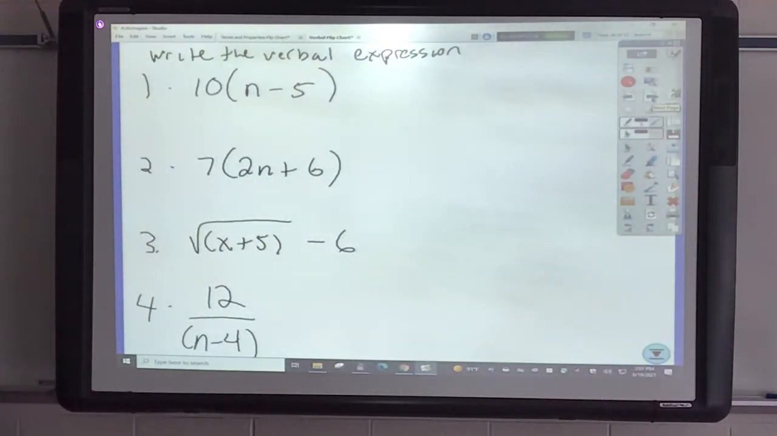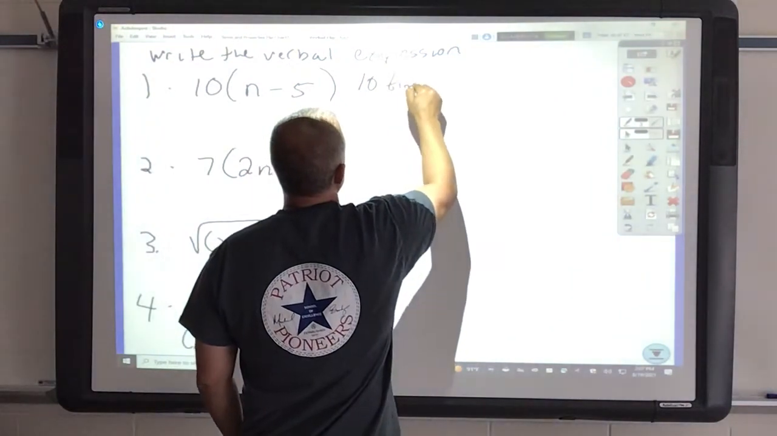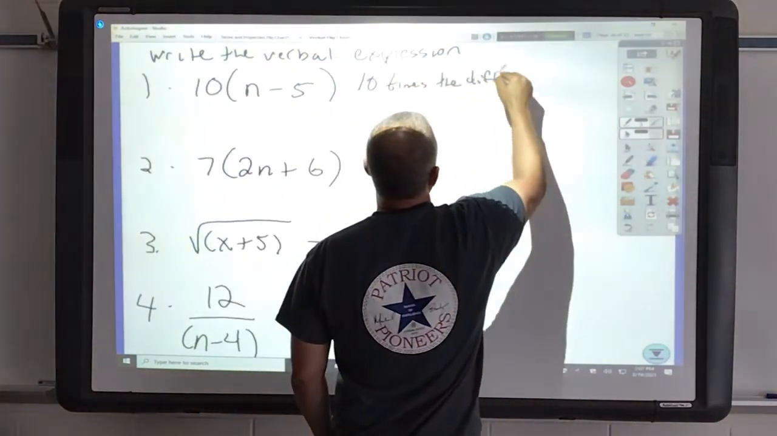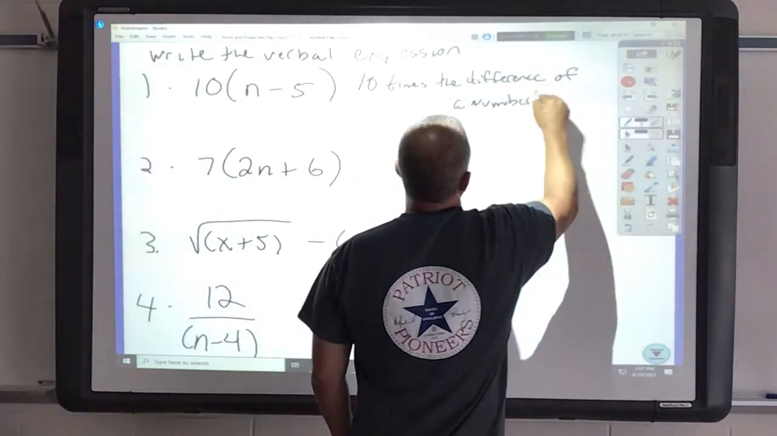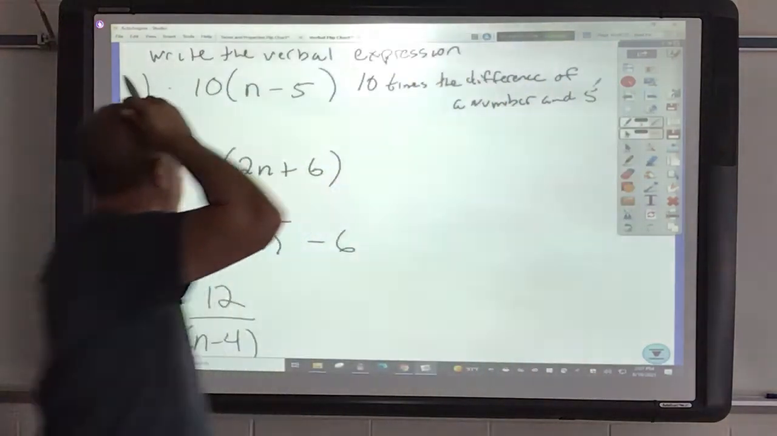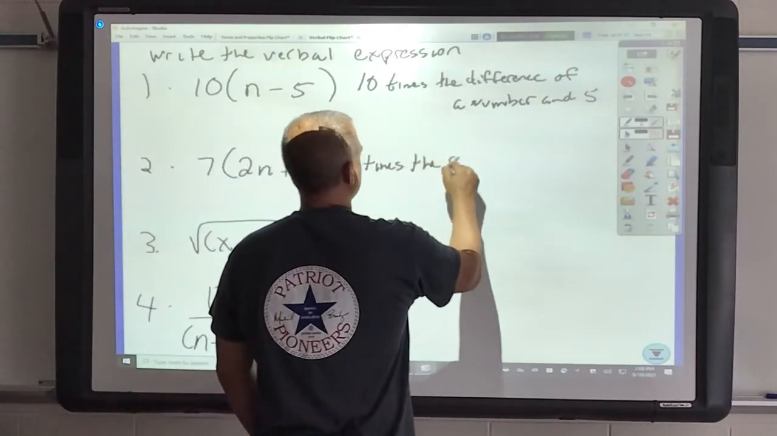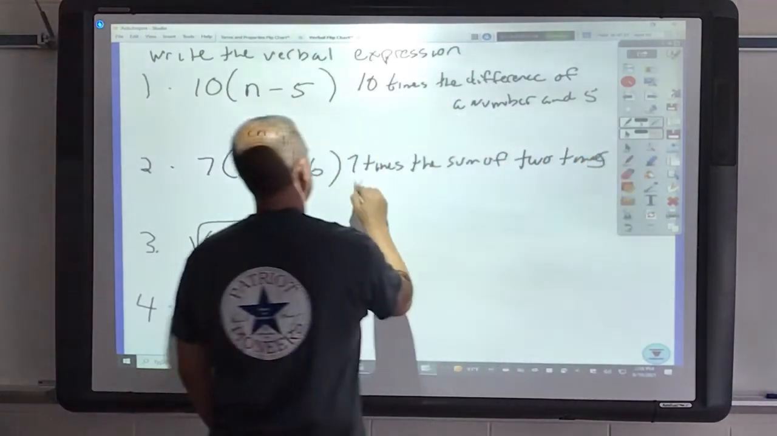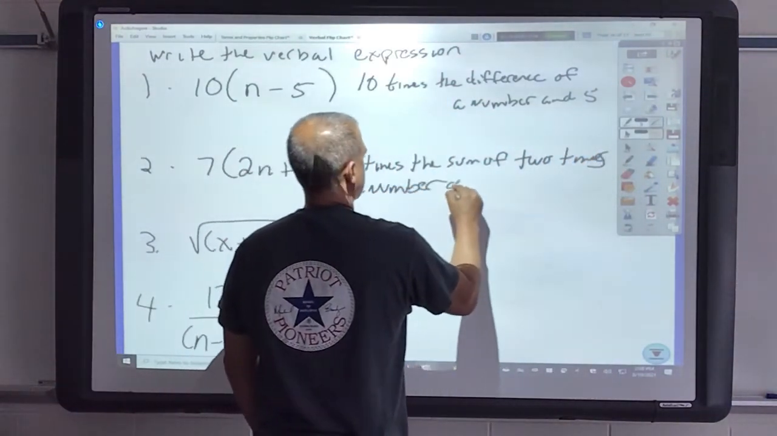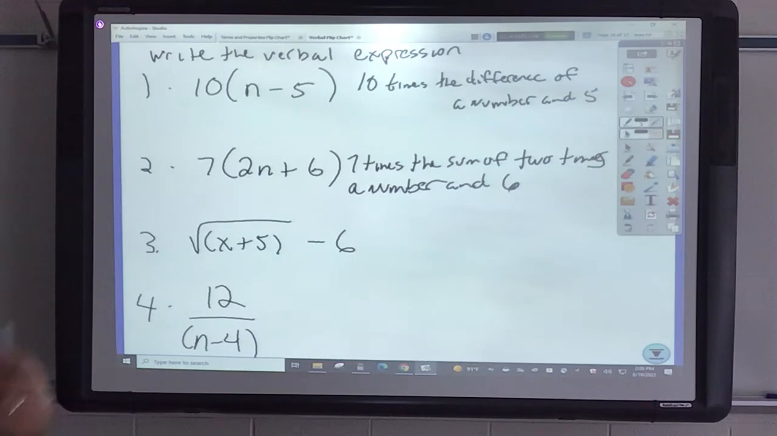Now we've got these ones that involve parentheses. Once again, it just has to make sense what you're saying. So it could be 10 times the difference of a number and 5. Got the multiple operations, times the difference. What would this one be? 7 times the sum of 2 times the number and 6. Once again, those parentheses lead to multiple operations being set.